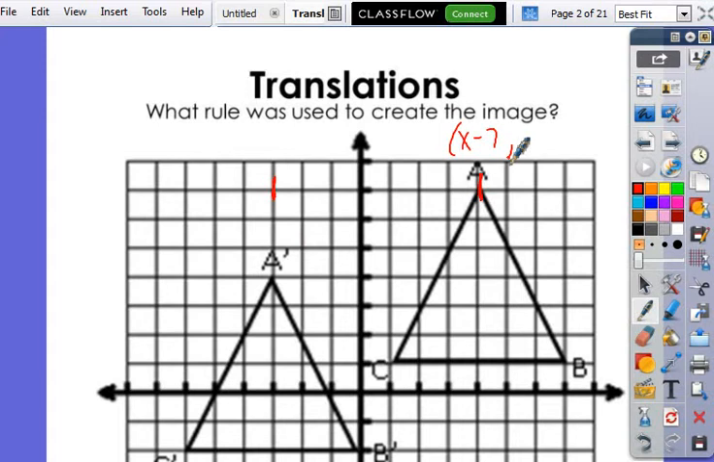Then I've got to say, I'm going from here down to here: 0, 1, 2, 3 down. So that's Y minus 3. Remember, left and right is for your X, up and down is for your Y. All right?